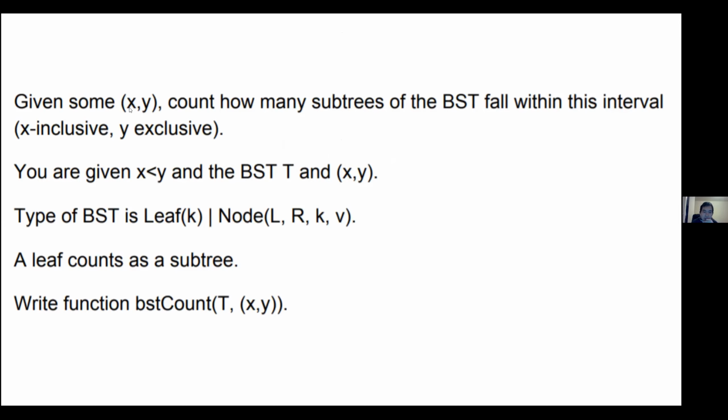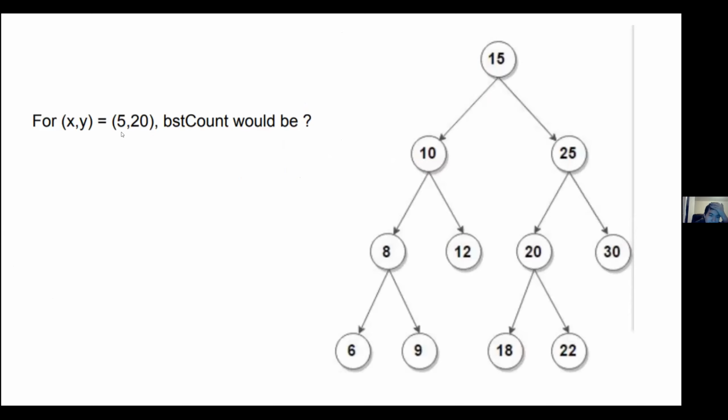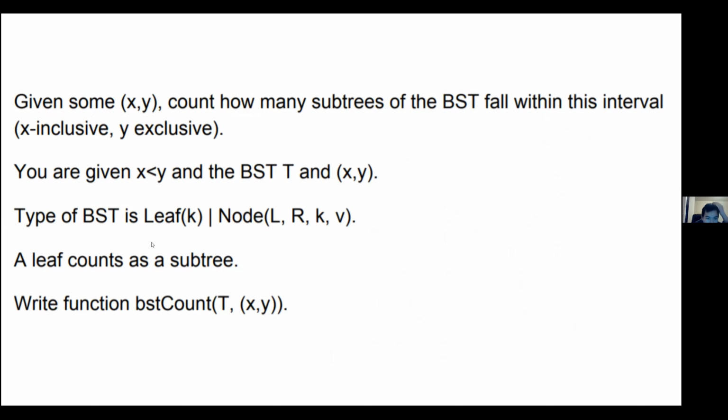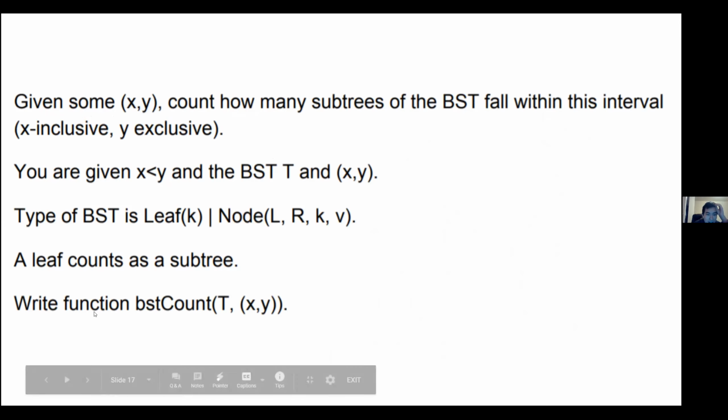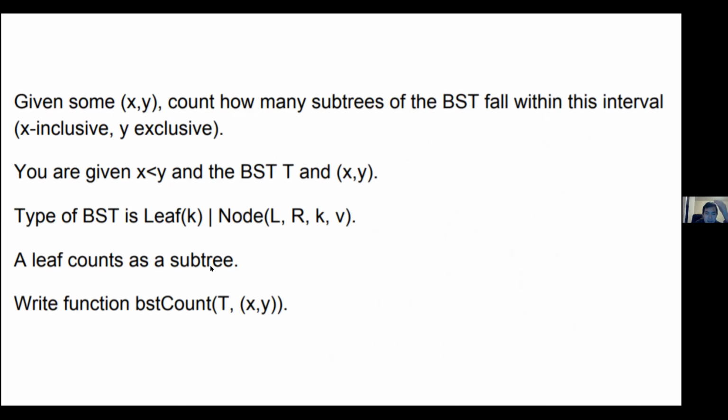You're given some range XY, and you're supposed to count how many subtrees of the BST fall completely within this interval. A subtree falls in an interval if every single node in that subtree has a key within this interval. So our goal is to count how many subtrees of the BST fall completely within this interval, and a leaf counts as the smallest subtree possible.